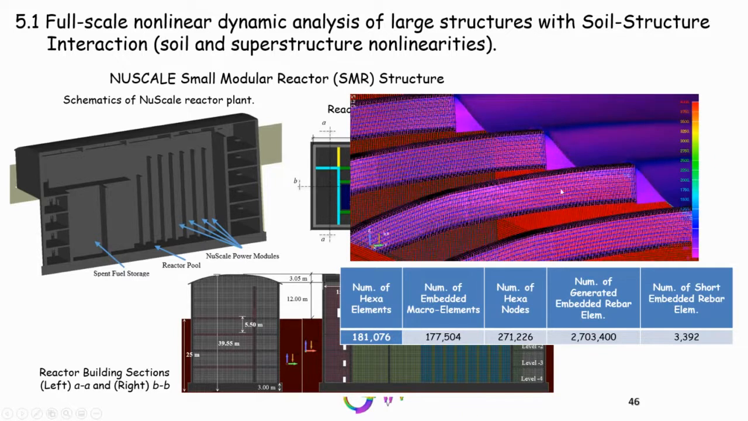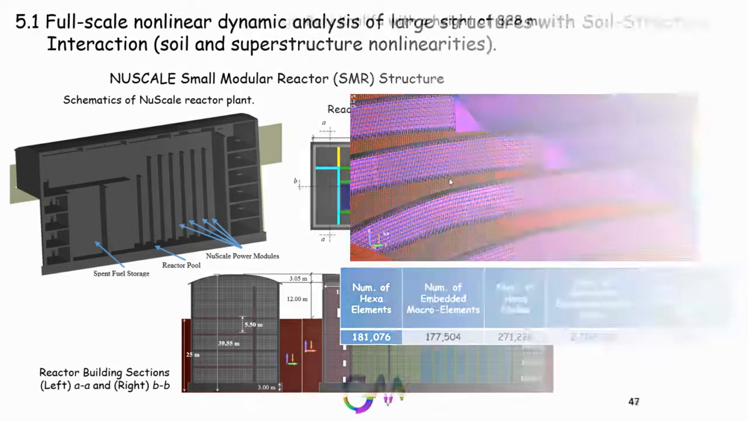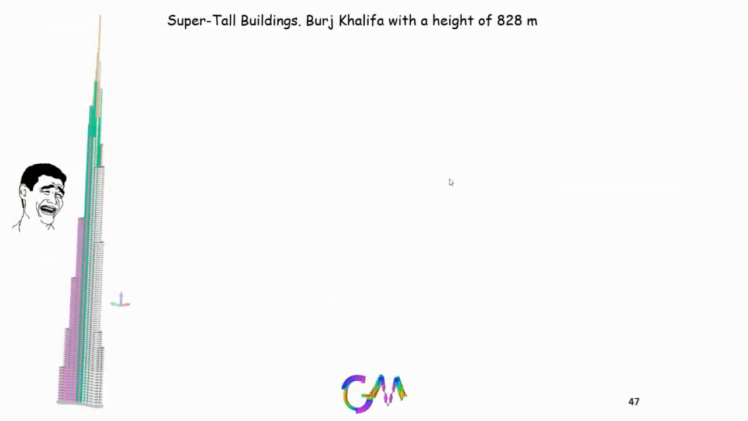As you can see, these are the embedded rebars in the formation of the concrete domain. This model had 2,703,400 embedded rebars and 181,076 hexahedral elements. Now, of course, the idea here is how big can we go? Can we go bigger? Can we perform a dynamic analysis instead of just a pushover analysis?